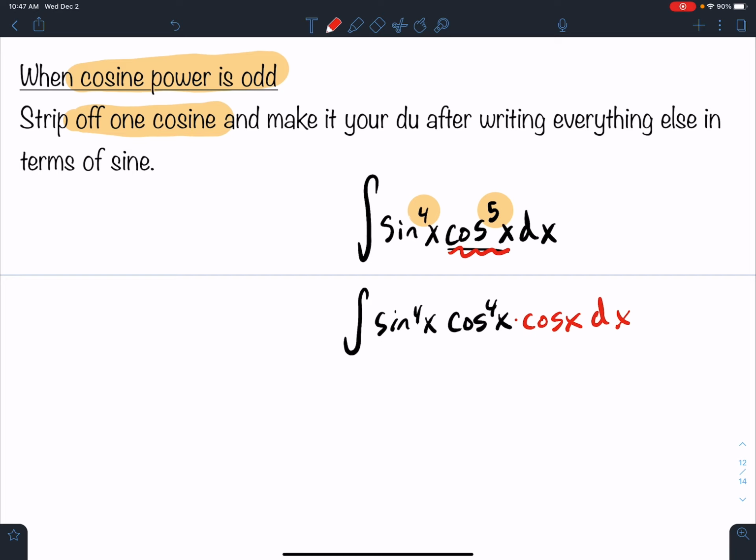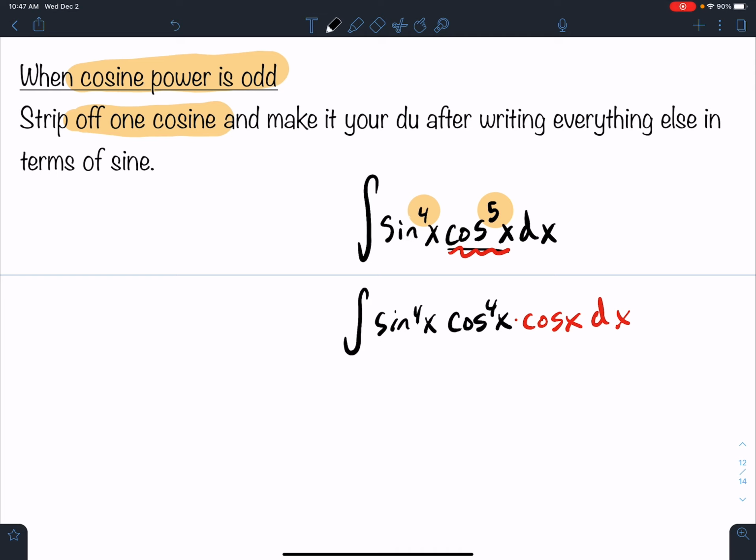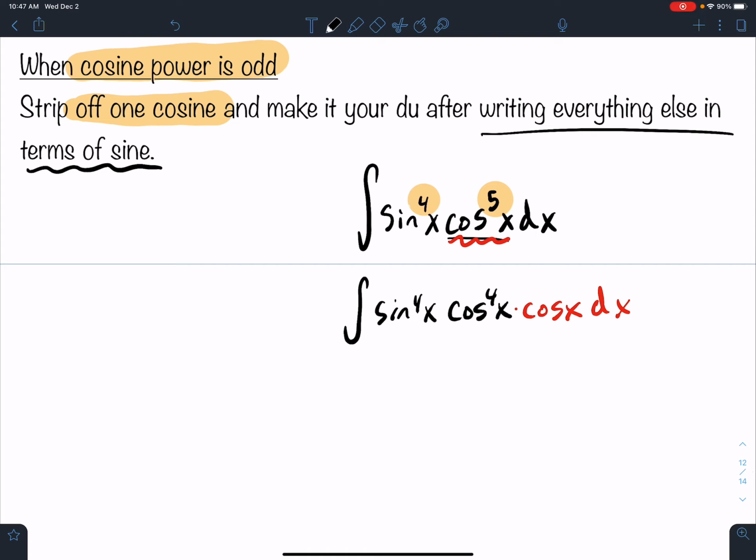Okay, so I did those in different colors for a reason. You'll see in just a second. So make the stripped-off cosine your du after writing everything else in terms of sine. So do I have everything in terms of sine yet? No, this is in terms of sine, but this one is not. So how do I make this in terms of sine?